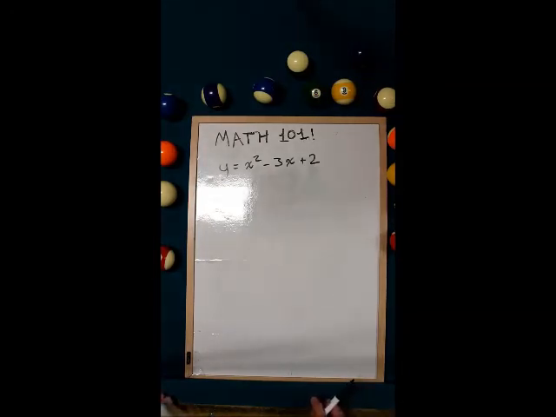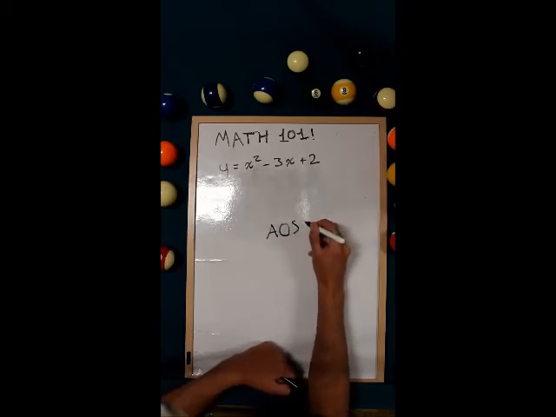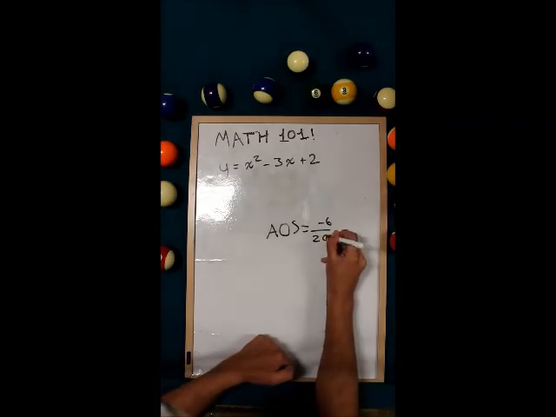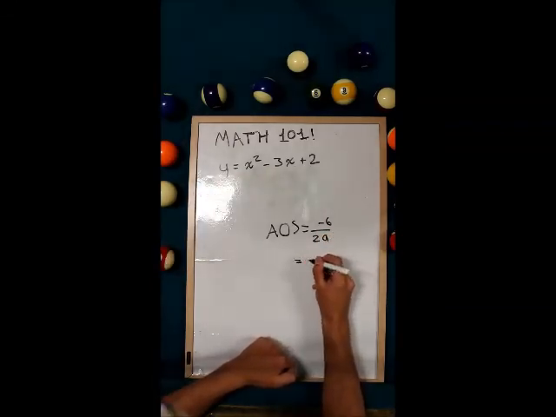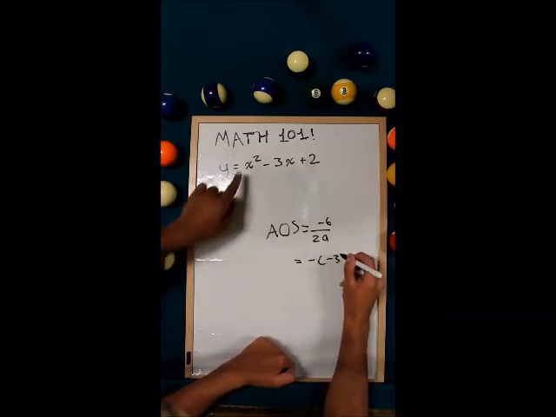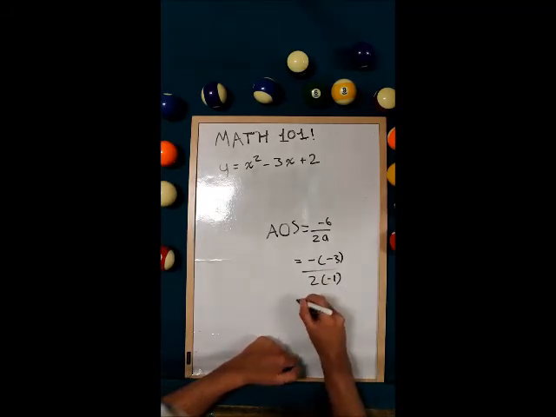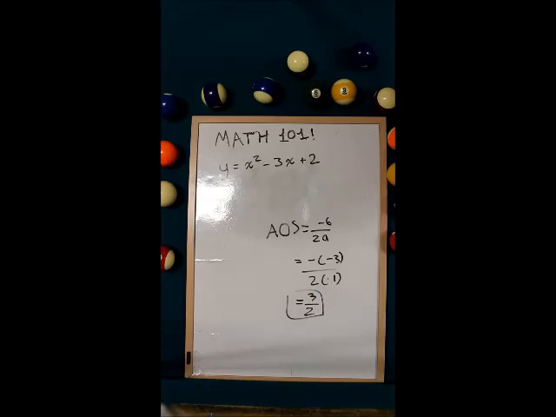So now we have to find the axis of symmetry. So the equation of the axis of symmetry is -b over 2a. So -b would be this, and that would end up actually being a positive. And 2a would be that, and that's actually an invisible number, which would be 1. And that equals out to be 3 over 2.